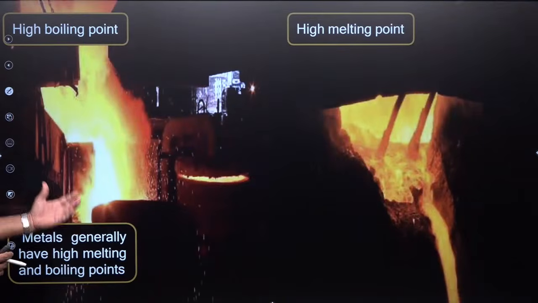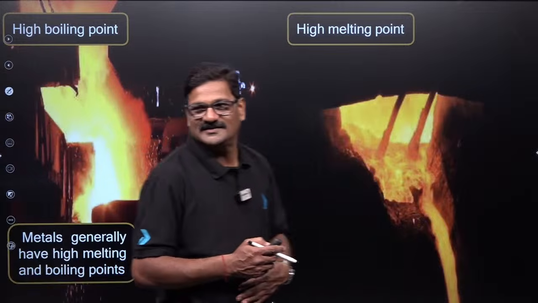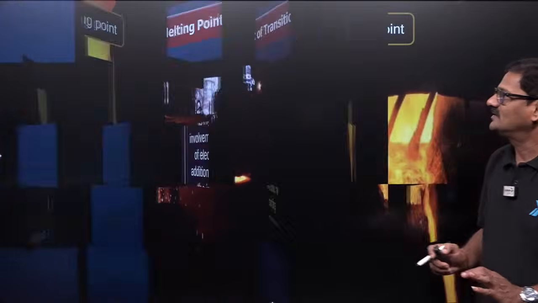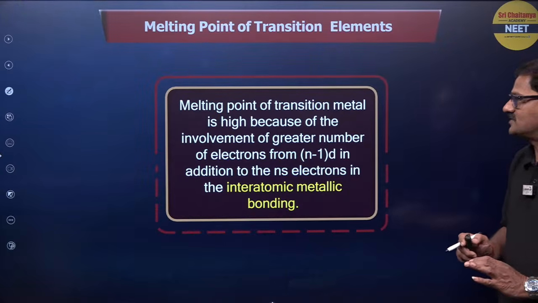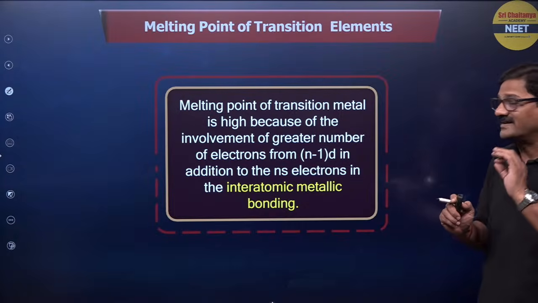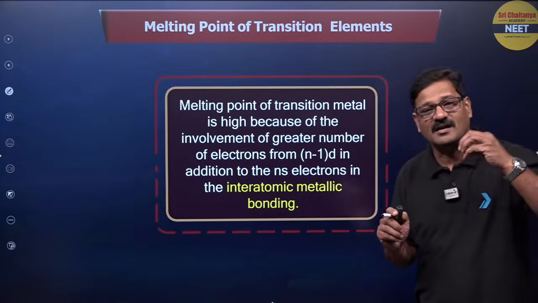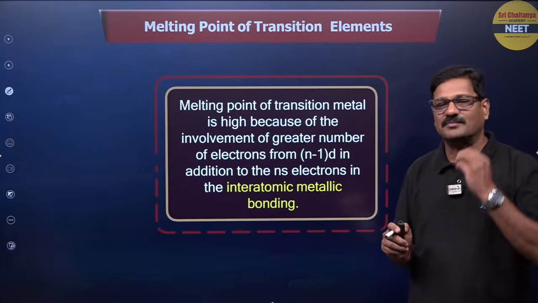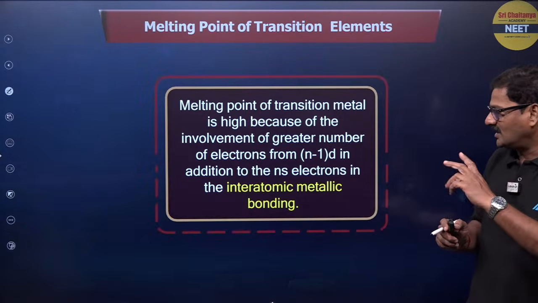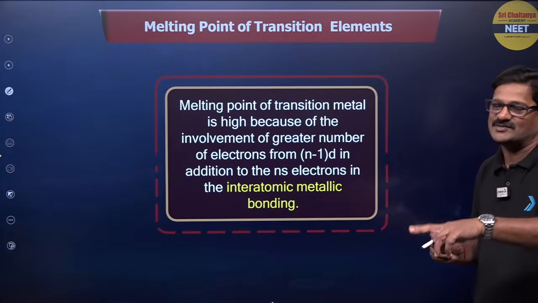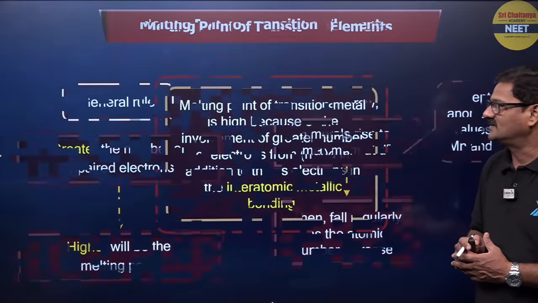High melting point and high boiling point, these are all the typical metallic properties, beta. And the high melting point of the transition metals is because of the involvement of a greater number of d electrons in the metallic bonding. So in interatomic metallic bonding, they have both covalent properties as well as metallic properties.